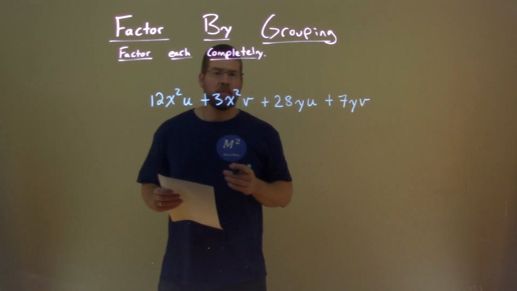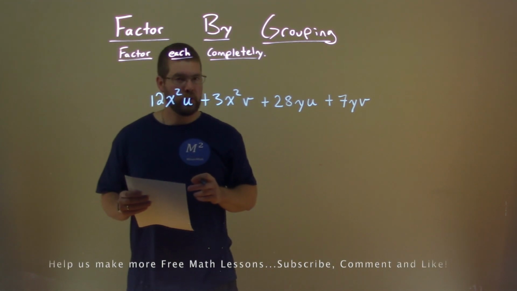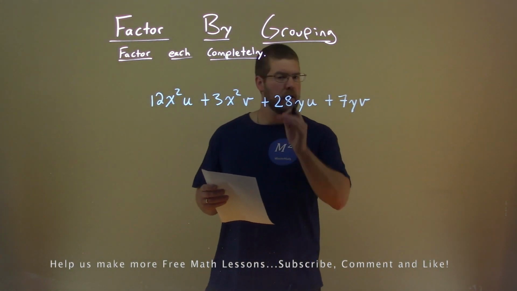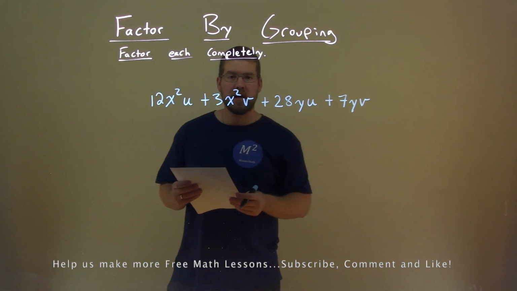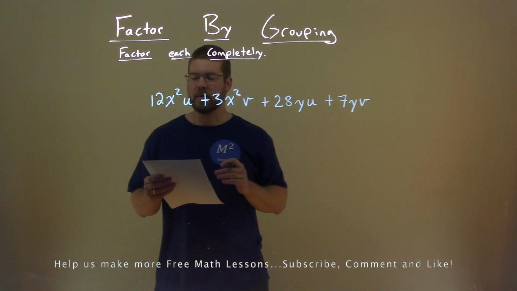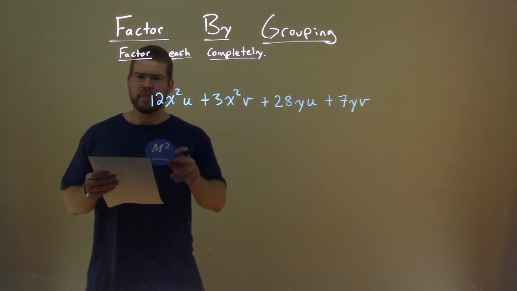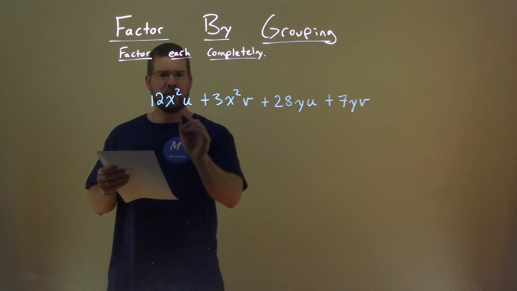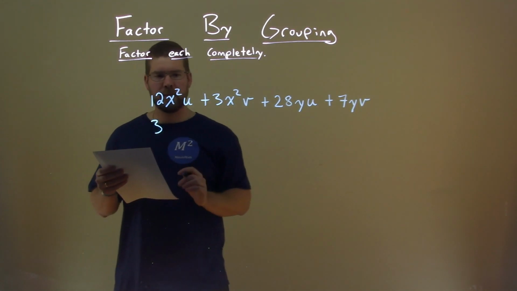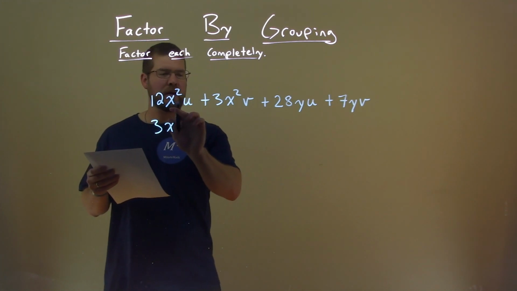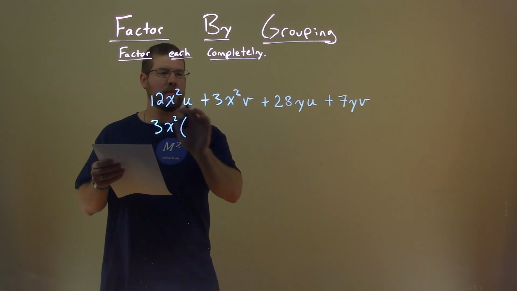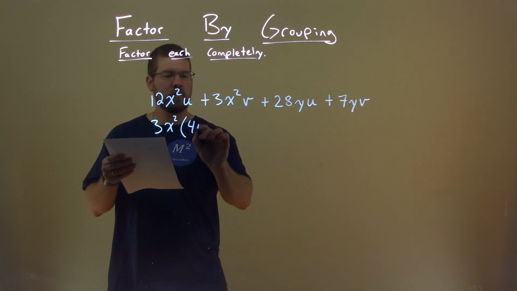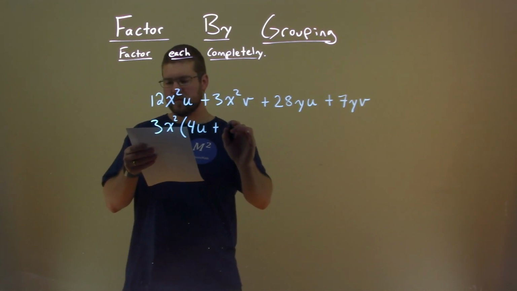We're given this problem right here, 12x squared u plus 3x squared v plus 28yu plus 7yv, and we want to factor this completely. What do we see? The first part here, I notice a 3 goes into 12 as well as 3, and an x squared goes into this x squared and this x squared. So if I pull out a 3x squared from these two numbers, I'm left with a 4u plus, well, just a v.